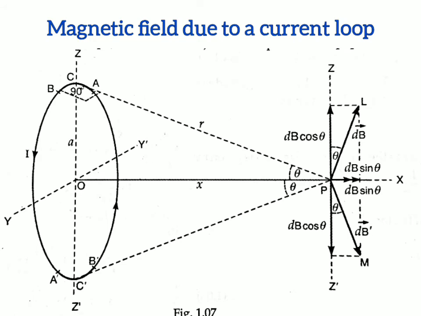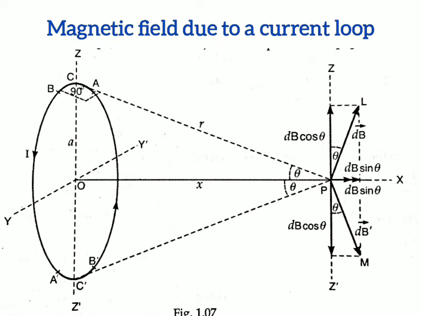Now we consider another current element AB dash, which is diametrically opposite to that of AB. The magnetic field at point P due to this current element at AB dash is represented by dB dash. In magnitude, the magnetic field dB dash is equal to the magnetic field dB, but the direction is different. As you can see in the diagram, the direction is represented by the PM vector.